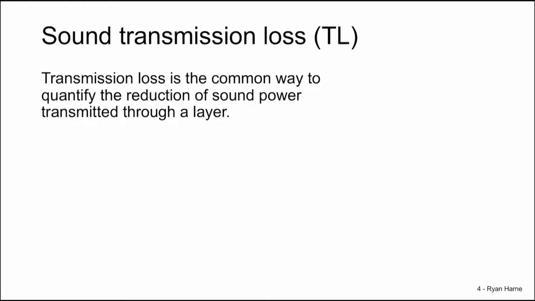Having computed the power transmission coefficient, we then define transmission loss. It's the most common way to quantify the reduction of sound power that's transmitted through a layer. The TL, or transmission loss, is equal to 10 log 10 of 1 on tau. We also compute this as being minus 10 log 10 of tau using the power rule of logarithms. This is in units of dB, decibels.